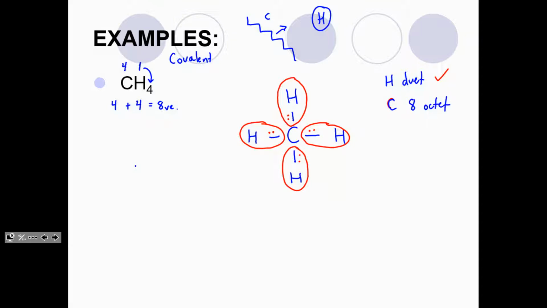If I look, this carbon atom has 2, 4, 6, 8 around it as well. So it's good. So my final structure is CH4 drawn like this. And sometimes you'll need to clean it up. But this is my correct Lewis dot structure.